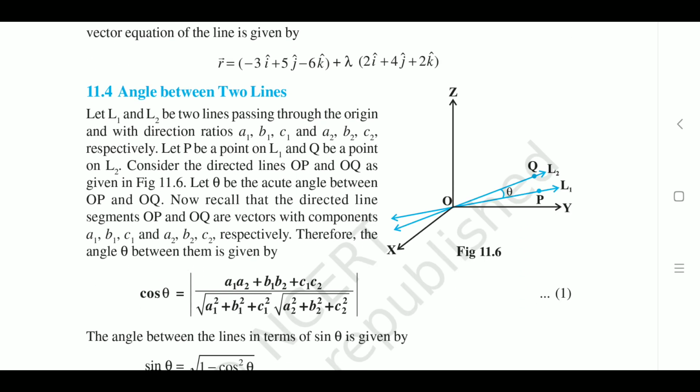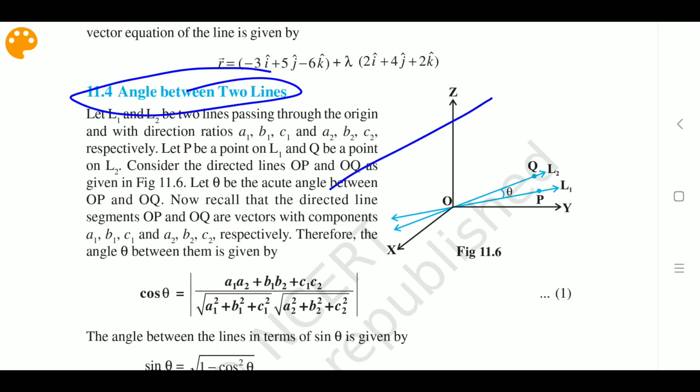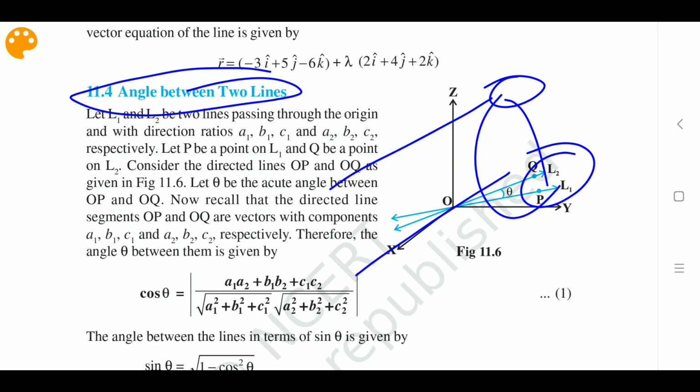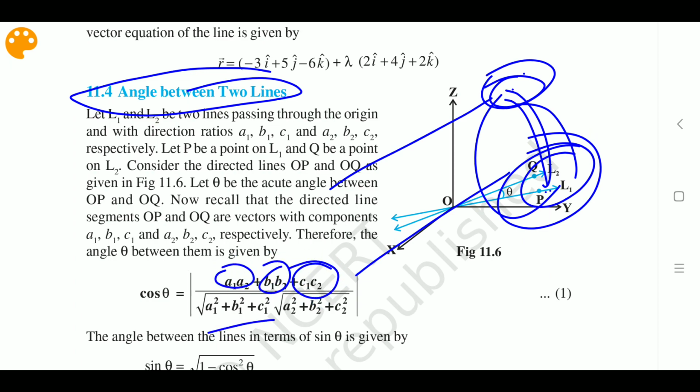I'm showing the angle between two lines. How to calculate the angle between two lines? It's very simple. You have the direction ratio of this line, and you have the direction ratio of this line. Just do the dot product of these two and divide it by the magnitude of both of these. You will get the cosine of the angle like this: a1a2 plus b1b2 plus c1c2 divided by the square root of a1 square plus b1 square plus c1 square, times the square root of a2 square plus b2 square plus c2 square. Do the square root and you will get the answer.